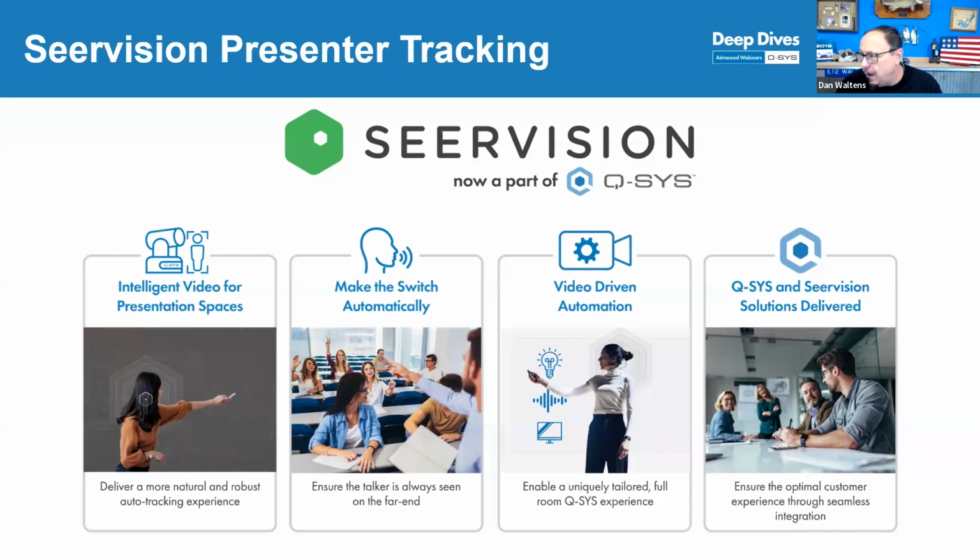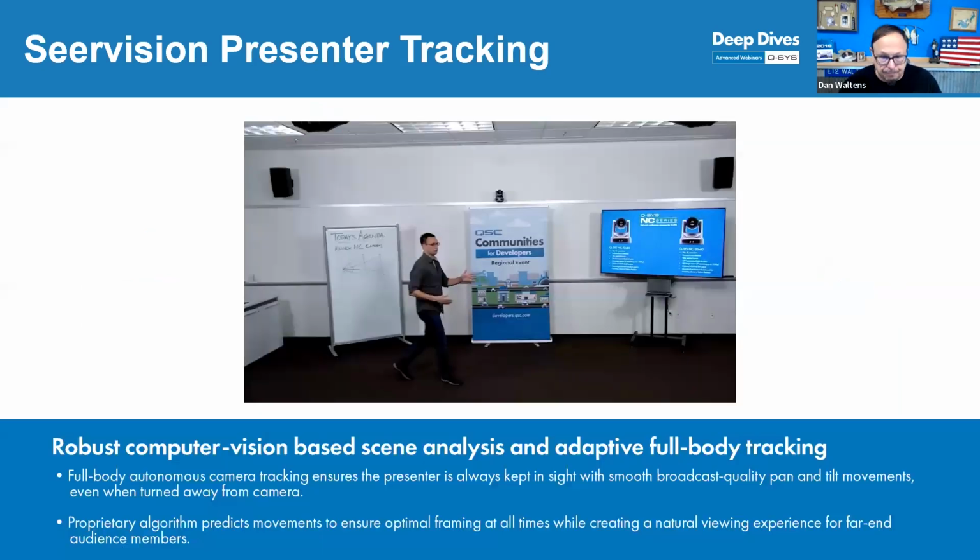So Seervision is now part of Q-SYS, has been for a good part of a year now. It's a solution that is an AI accelerator software, and it leverages computer vision-based scene analysis and adaptive full body tracking to automatically follow and frame a presenter for a lot more natural experience. Together with Q-SYS, it enables a holistic, intelligent video solution for remote learning and high impact collaboration spaces as well.